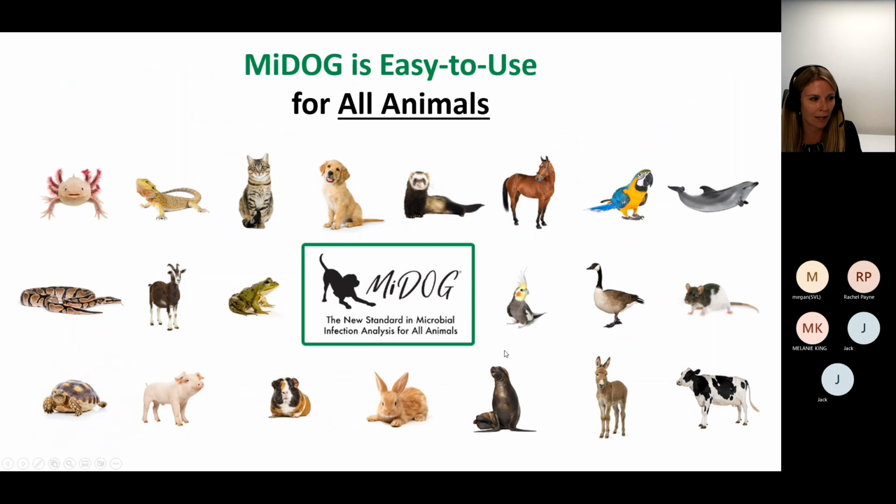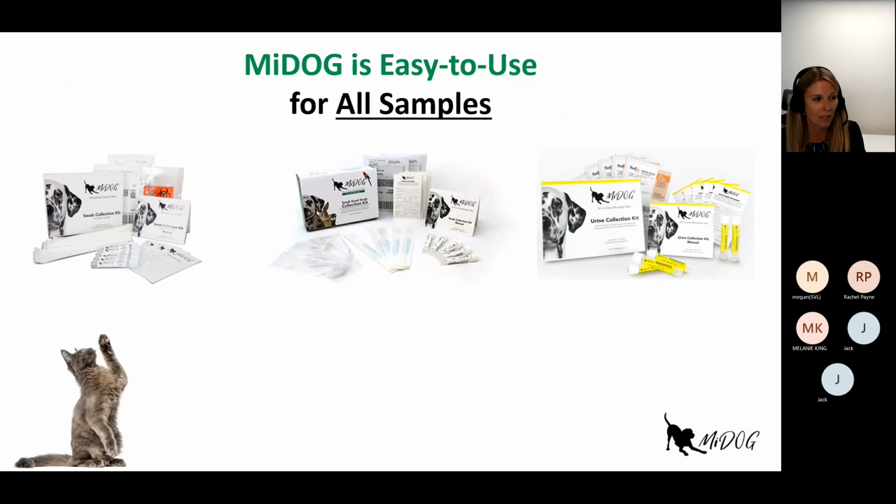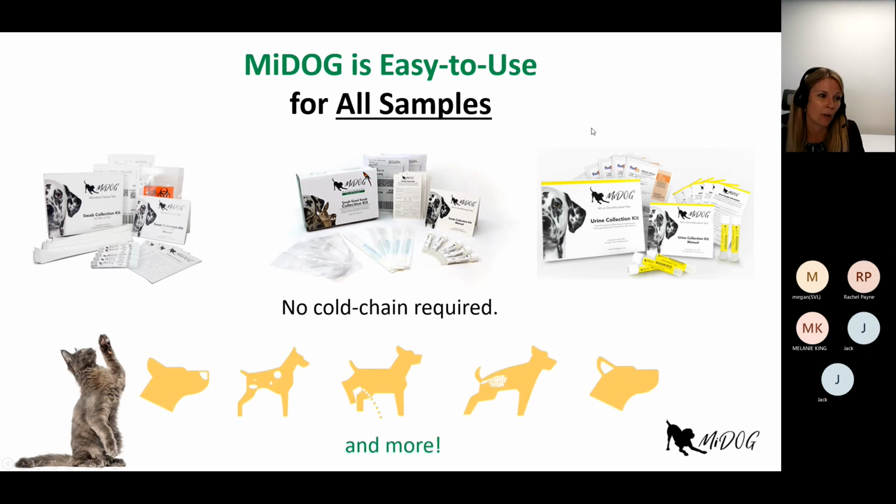So despite the name, MiDOG is not just for dogs. We see all kinds of samples, all kinds of animals, and it can be used for swabs of the skin or ear or feces or urine. We do offer these different types of collection kits, and there is no cold chain required.